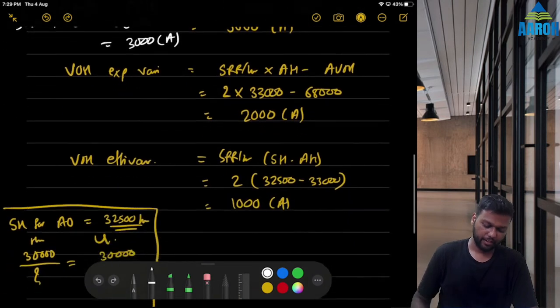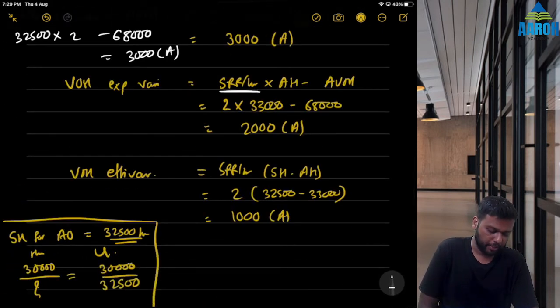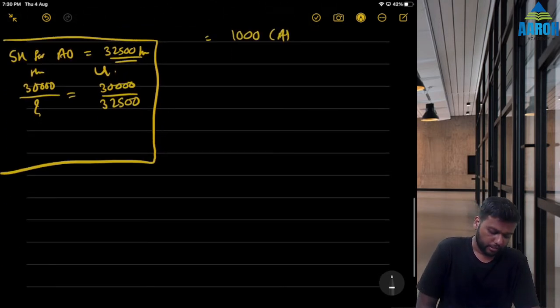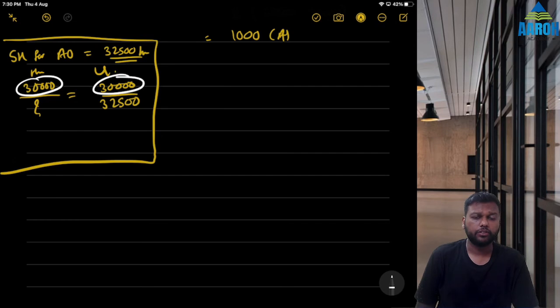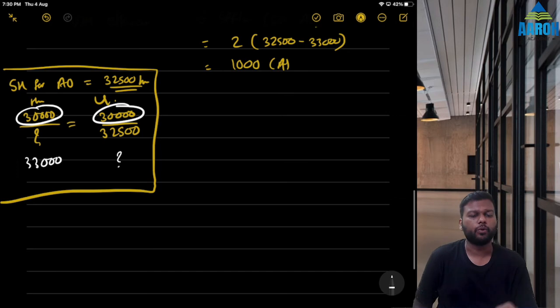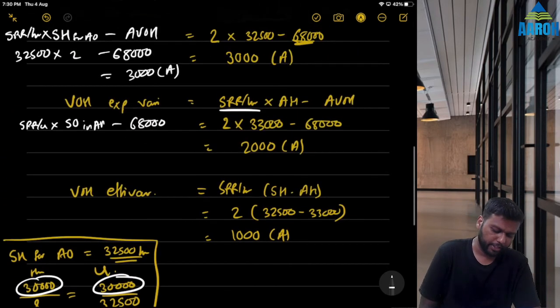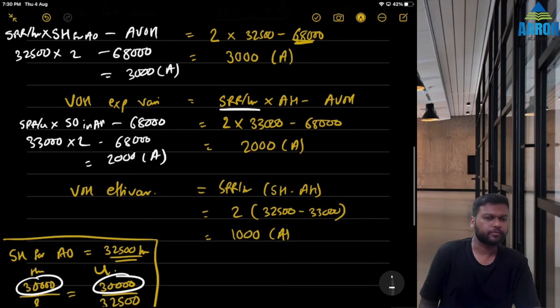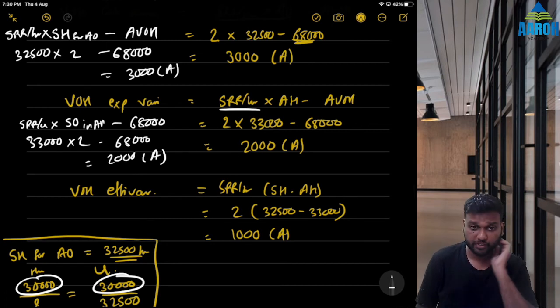Next, concentrate, expenditure variance. SRR per hour will become SRR per unit into actual hours, which will become standard output in actual hours, minus actual variable overheads. Again, standard output in actual hours we can calculate the same way. On a standard basis, 30,000, 30,000 is the ratio. So actual hours are 33,000. What should be the standard output? If you check the ratio, it is going to be 33,000 only. So 33,000 into 2 minus 68,000. If you check, it is still 2,000 adverse. Right, same. Sometimes you don't have the data, so you have to go to this formula.